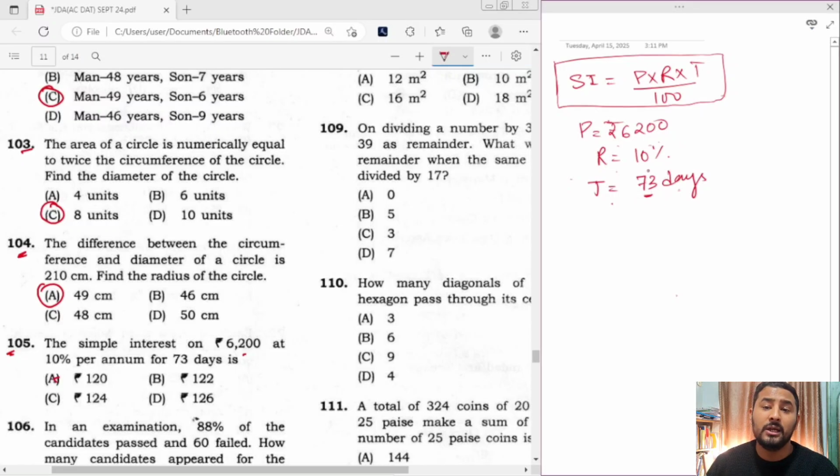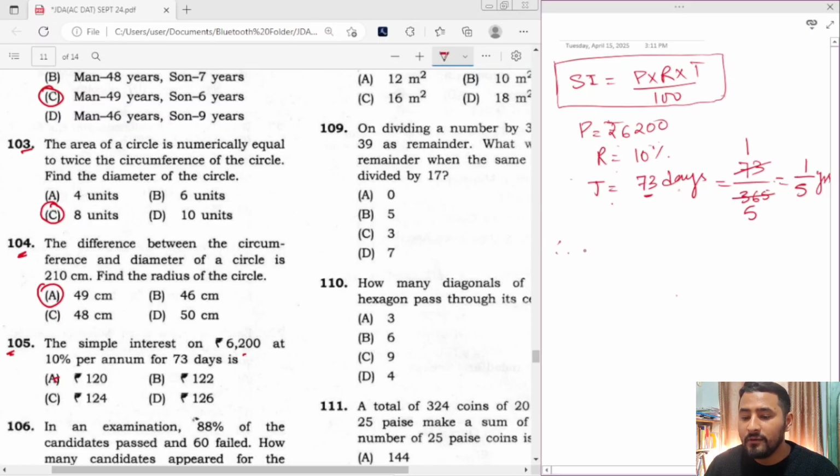So this 73 we should convert into years. So how will we do it? We'll do 73 divided by the number of days in a year. How many days do we have? 365. So once you do this, you get time in years. When you cancel this, 73 ones are 73, 73 into 5 is 365. So you get 1 by 5 years. I hope this is clear. You'll get 1 by 5 years.